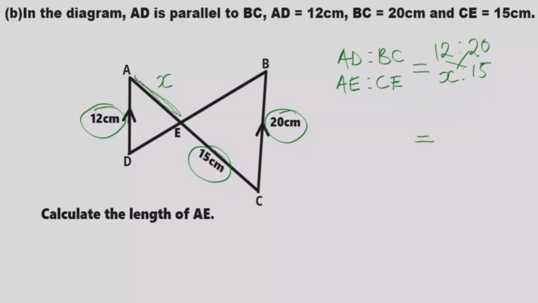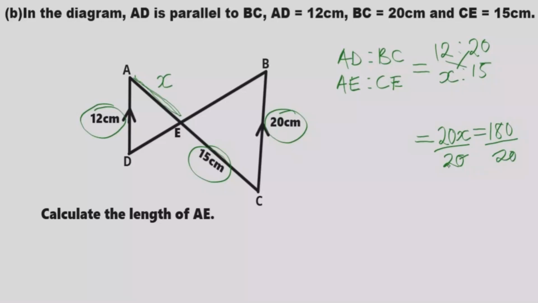20 times X will give us 20X, sorry, should be 20X, not 2X. Which is equal to 15 times 12 will give us 180. Okay, then what do we do now? We divide both sides by 20 so that we remain with X. So we have divide by 20, 20X divided by 20, again 180 divided by 20.